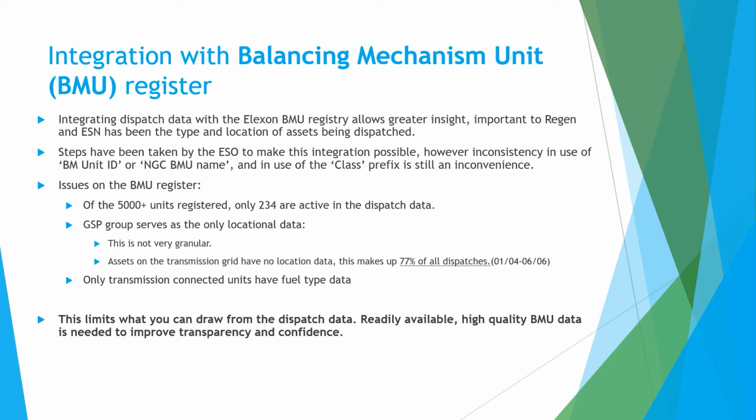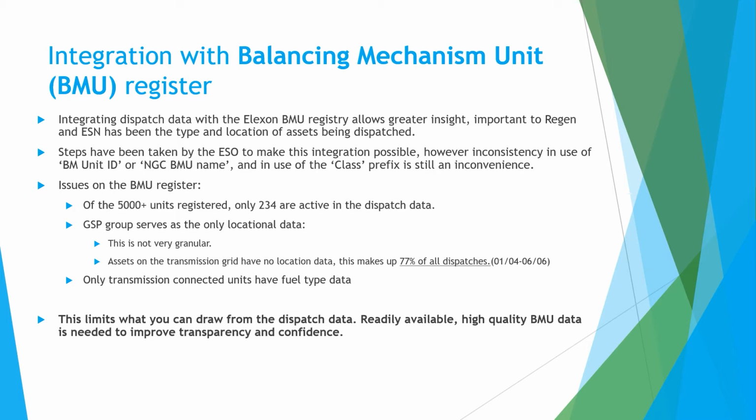The first thing I did was integrate it with the balancing mechanism unit register, which is a data set provided by Elexon, listing every asset operating on the balancing mechanism. And so important to Regen and ESN has been the type of asset, the location, the fuel type. So steps were taken by the ESO to make this integration possible, which is good. They're using the same unit identifiers. However, there are inconsistencies in some cases which are a hindrance, but again, all possible, so that's a good step.